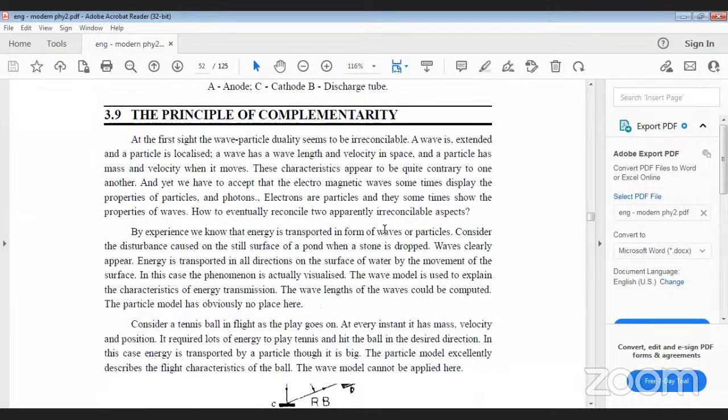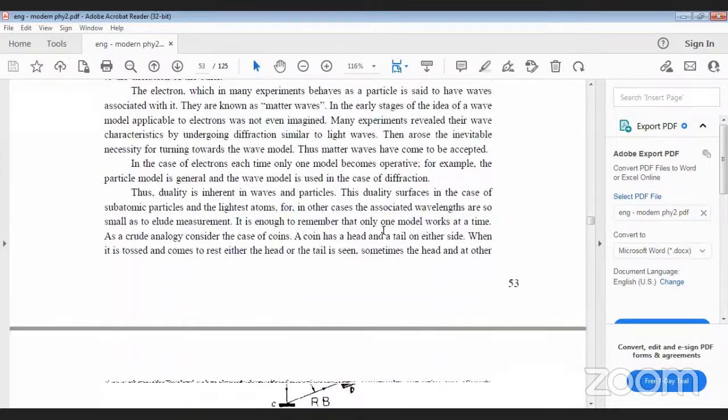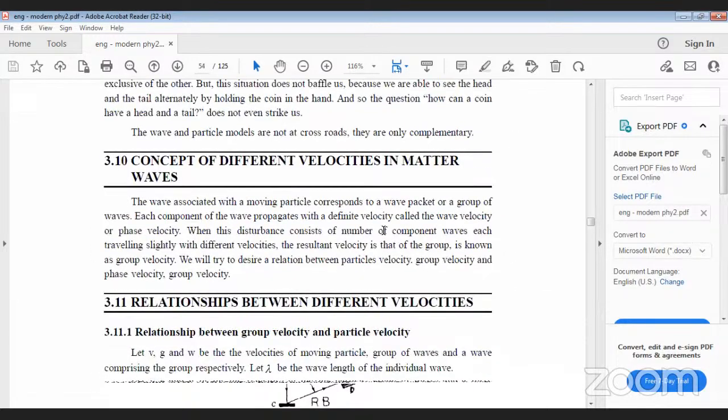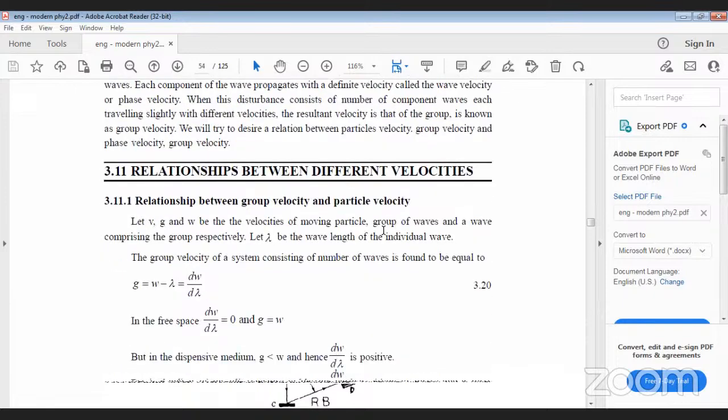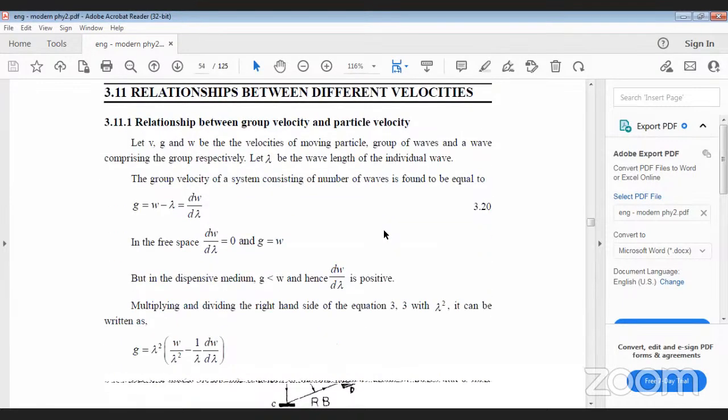The principle of complementarity is not to be asked. Yes, concepts of different velocities in matter. See here, the most important short question: the relation between different velocities, the relation between the group velocity and particle velocity. He has asked this question many times. See, what is the actual difference between group velocity and particle velocity?